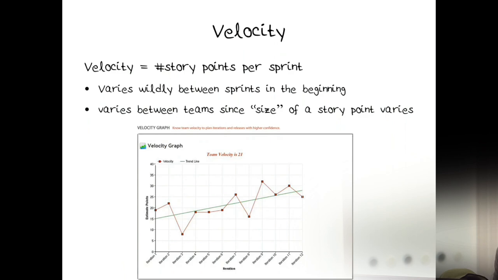So we have these story points now. The velocity of a team is the capacity of the team. It is how many story points this team pulls off per sprint. It varies wildly between sprints in the beginning, because you have very little idea. But as time goes, you start to get better and better at this. Also, you cannot compare two teams, because in one team they might call one story a 5, and the other team might call that story an 8. So comparing two teams is completely irrelevant. But what happens is that you can compare against yourself.